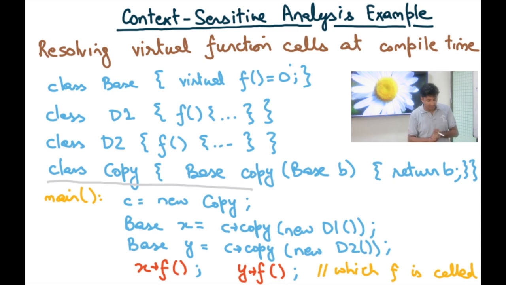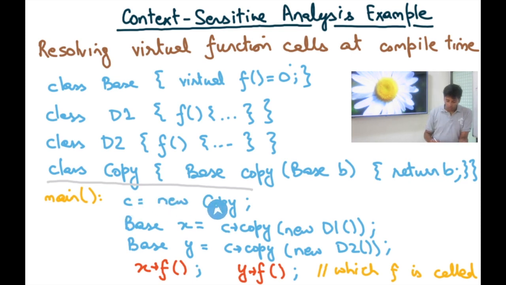Okay, let's look at an example. Let's say there's another class, Copy, that just has a single function, copy, which takes an input argument of type base, which could be either of type D1 or D2, and then returns a copy of the incoming object. So it just takes b and returns b. Okay, and let's say this is my main function.